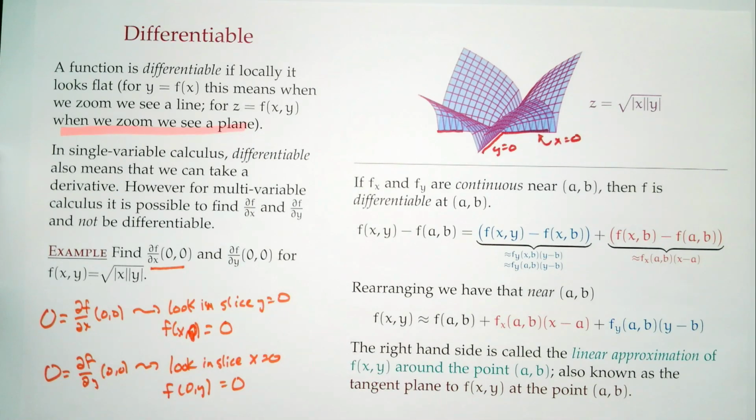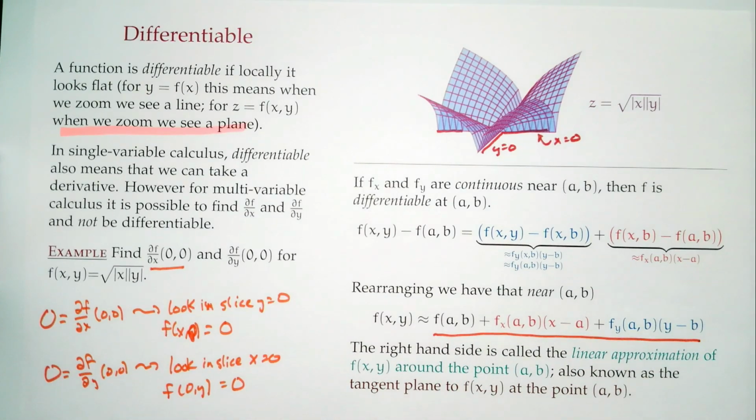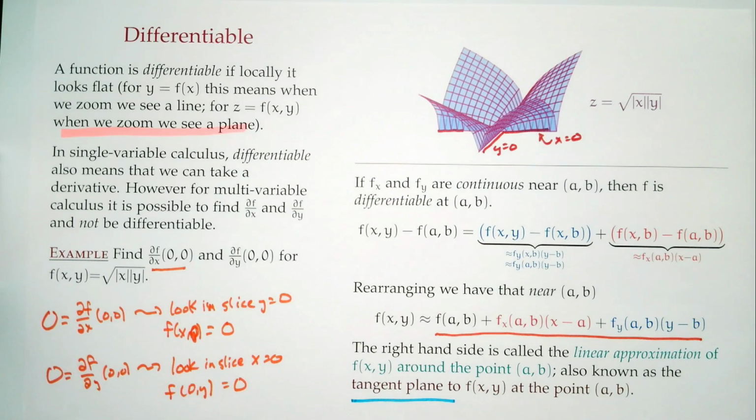So what's happening? Well, the right-hand side, this is going to be our big idea, and we're going to keep coming back to this again and again and again. We're going to get a lot out of this idea. So that's the linear approximation to our function around the point (a, b). And it's also the tangent plane, because if you look at it, it looks a lot like what we'd expect a plane to look like.